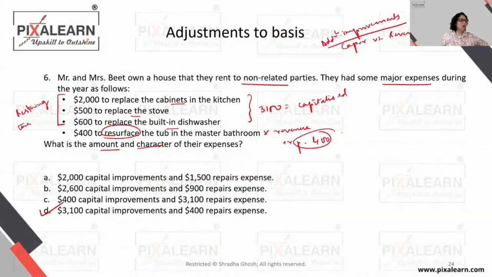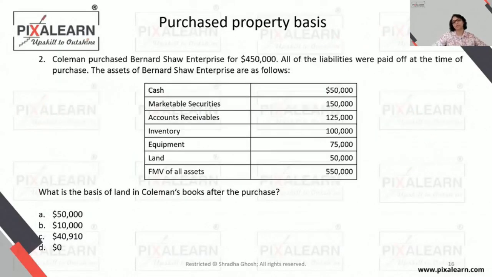Because then we have just one more concept before we move on to the next topic, which is gifted property basis. This is this concept. Now see, I'll first make you understand why we have this provision and then we will go through this provision. What is the basis of land in Coleman's books after the purchase? So I'm talking about one particular asset, that is, after the purchase.